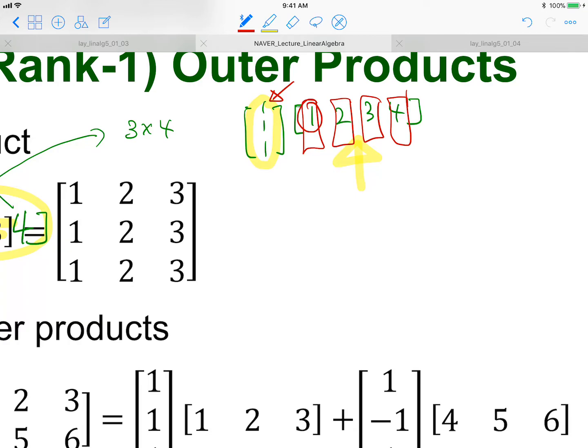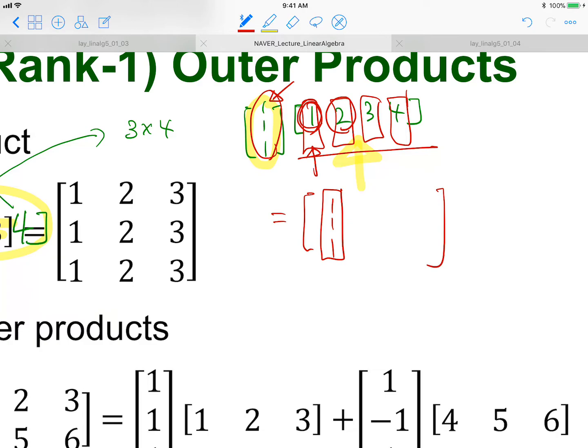And so this guy works as a linear combination coefficient to form the first column on the resulting matrix. And then this guy is 1, and so we just simply multiply it by 1. So 1, 1, 1. And then this guy, which is our second column on the right matrix, will form the second column, and then the linear combination coefficient is 2, right? And so 2, 2, 2, right? And 3, 3, 3, and 4, 4, 4, right?